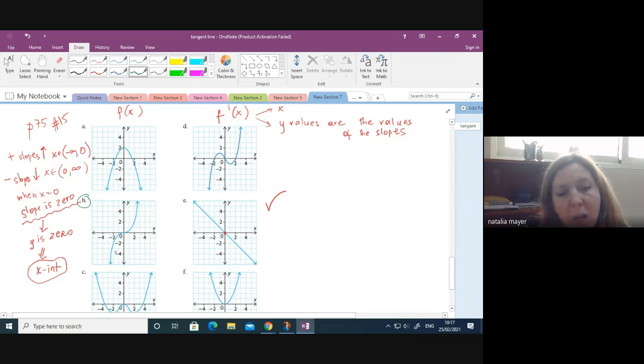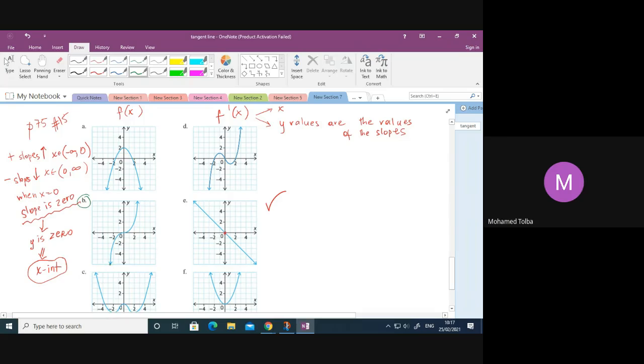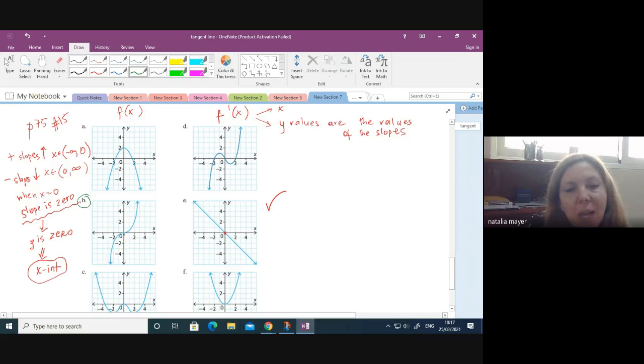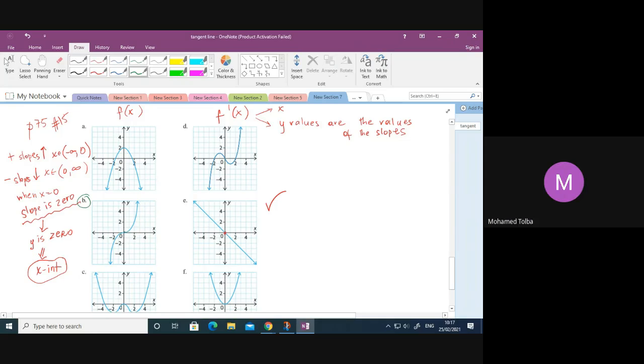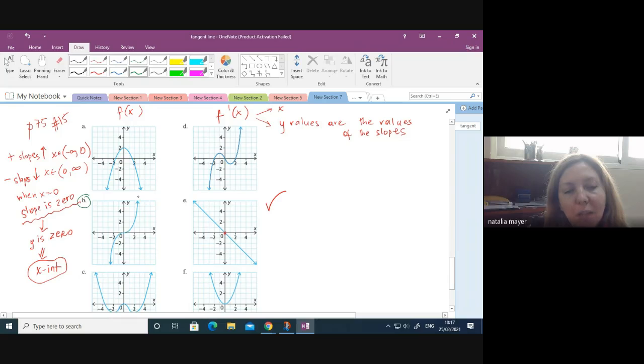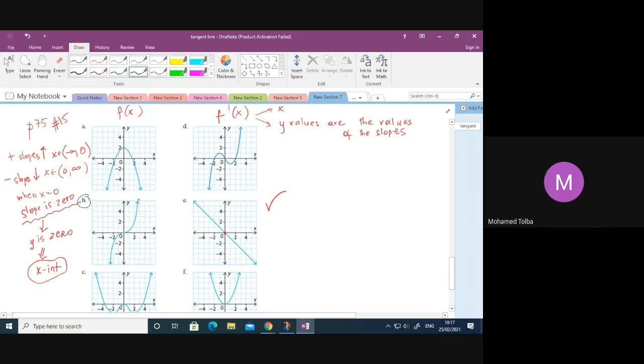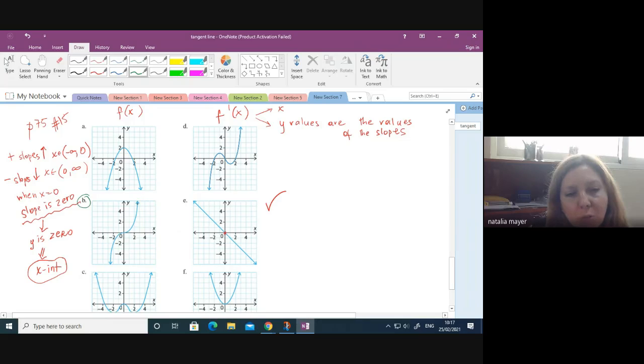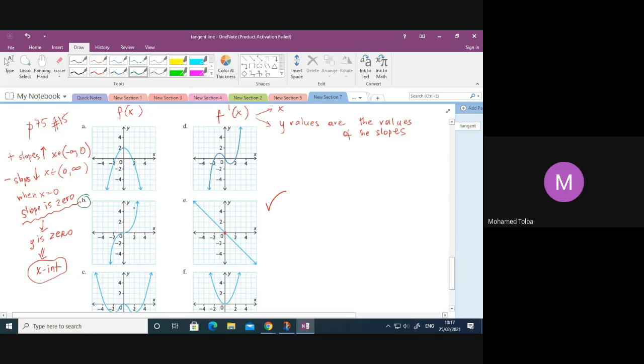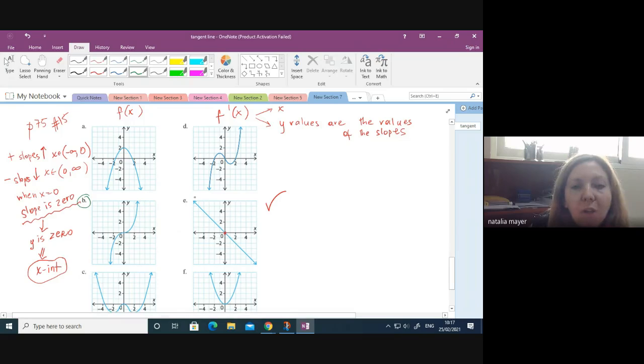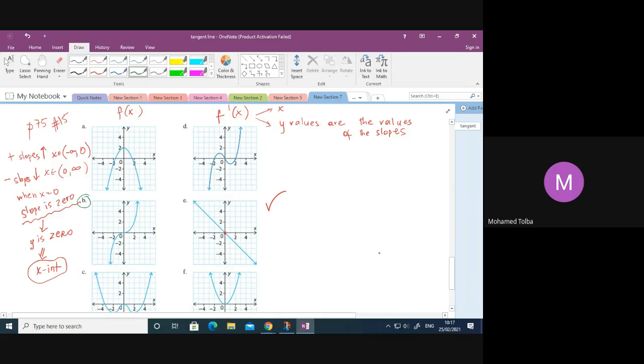Positive. So it means that the derivative function is going to be above x-axis or below x-axis. Above. This interval, above. Now let's analyze the second part. Is it increasing or decreasing function here, Mohammed? It's also increasing. So it means that it's going to be above x-axis or below? Above. And where is the slope 0? At 0. So which function, D or F, is representing the derivative? It's F.